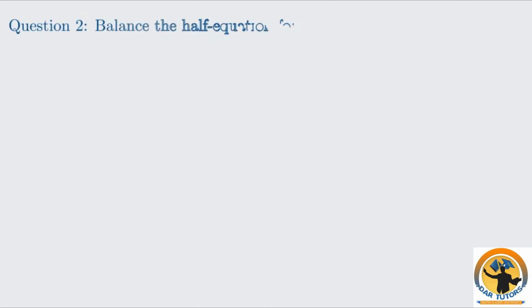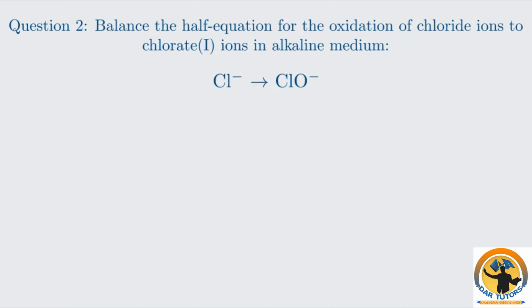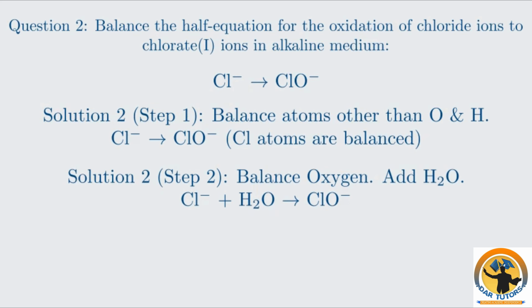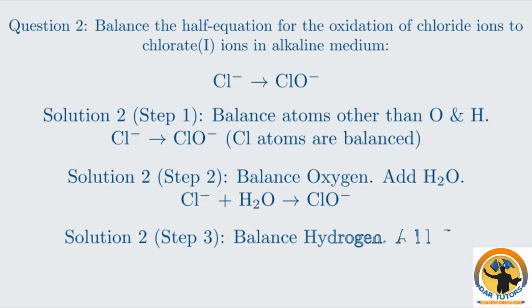Question 2 asks you to balance the half equation for the oxidation of chloride ions to chlorate(I) ions in an alkaline medium. This is a common challenge for IB students. Let's work through the solution step by step. First, balance the atoms other than oxygen and hydrogen, which are already balanced. Second, balance oxygen. The left side has none, the right has one, so we add 1 water molecule to the left. Third, balance hydrogen. The left side has 2, the right has none, so we add 2 H+ ions to the right. This gives us Cl- plus H2O gives ClO- plus 2H+.